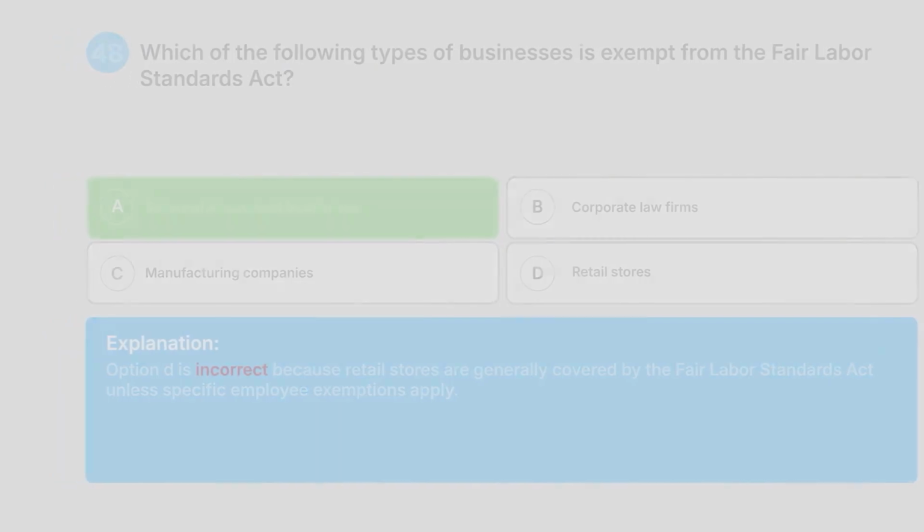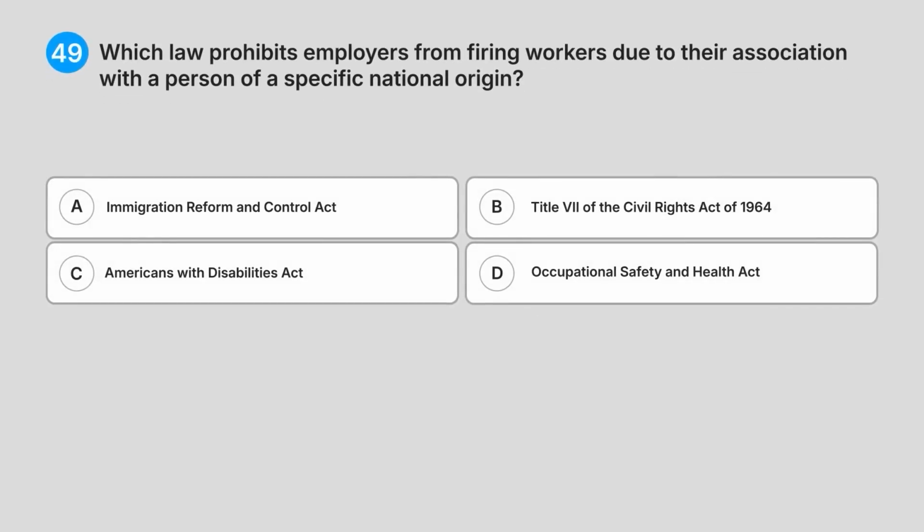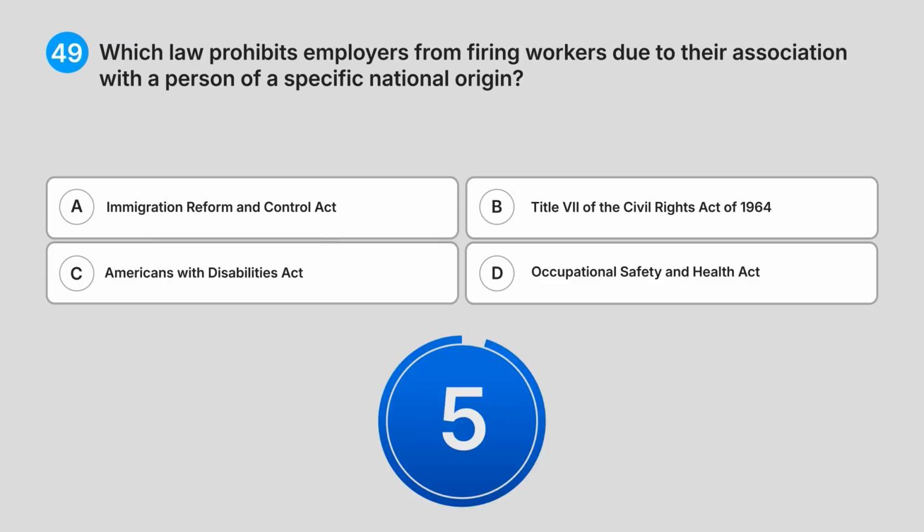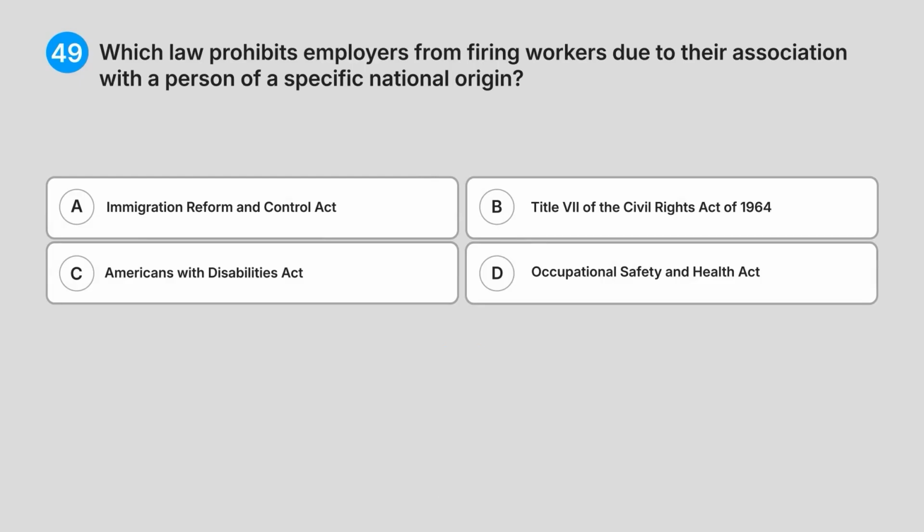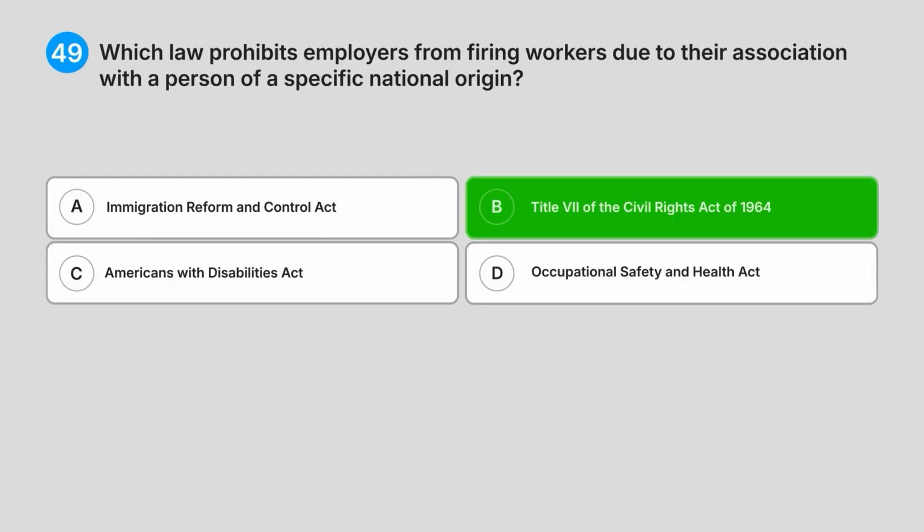49. Which law prohibits employers from firing workers due to their association with a person of a specific national origin? A. Immigration Reform and Control Act. B. Title VII of the Civil Rights Act of 1964. C. Americans with Disabilities Act. D. Occupational Safety and Health Act. What do you think is the answer? Correct answer, B. Title VII of the Civil Rights Act of 1964.